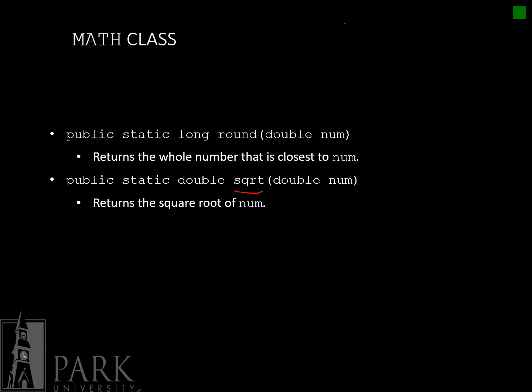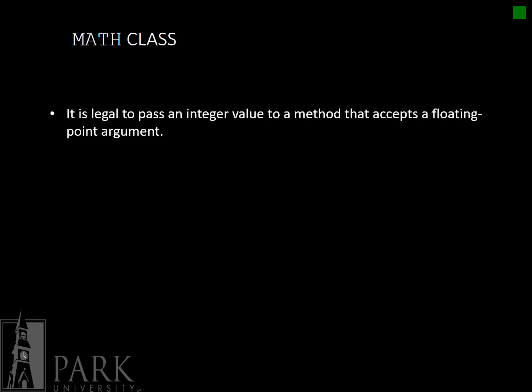And of course, again, it's the root of a number. So the square root of 9 is equal to 3, right? All right, we all know our math. So one interesting thing that you should know is that it is legal to pass an integer value to a method that accepts a floating point argument. So take a look at the following example.